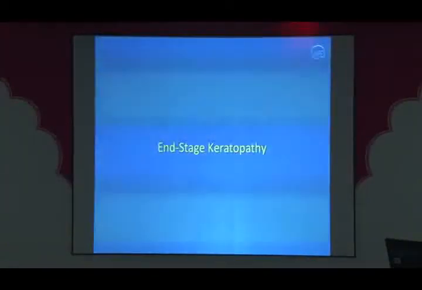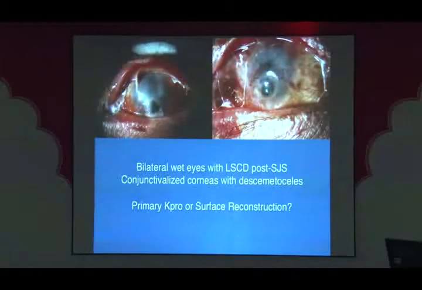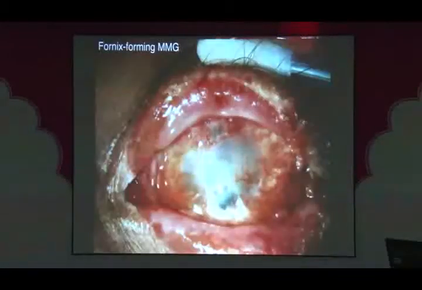And finally, with end-stage keratopathy, like sir was asking earlier, what do you do with patients who have the cornea already decompensated because of the surface problem? Now, I'll give you some examples. This is a patient with anti-TB reaction, SJS, bilateral LSCD, both eyes descemetocele. So your options are very limited here. Here, no cell-based reconstruction work because the cornea is too thin, but the eyes are wet. So you can do a modification here.